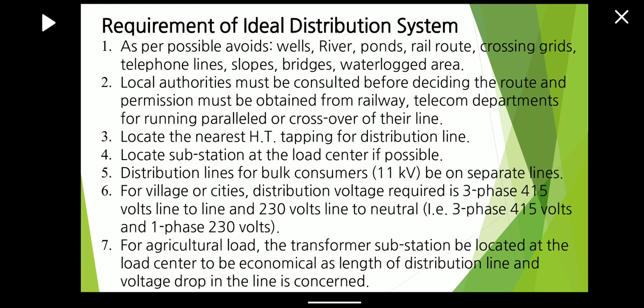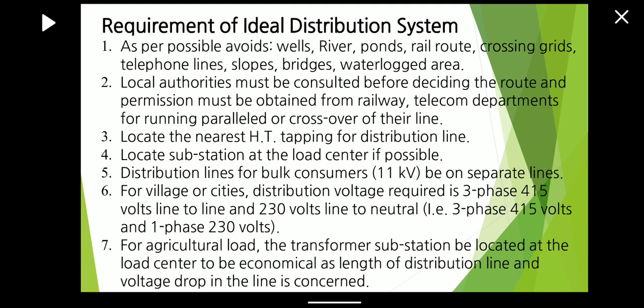As far as possible, avoid wells, rivers, ponds, rail routes, crossing grids, telephone lines, slopes, bridges, waterlogged areas, etc. These are the things to avoid when laying the line. Local authorities must be consulted before deciding the routes, and permissions must be obtained from the railway and telephone departments for running parallel to or crossing over their lines.